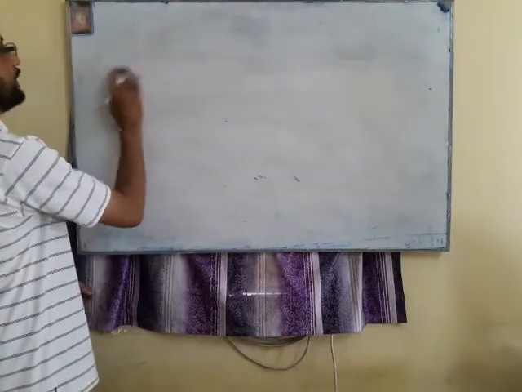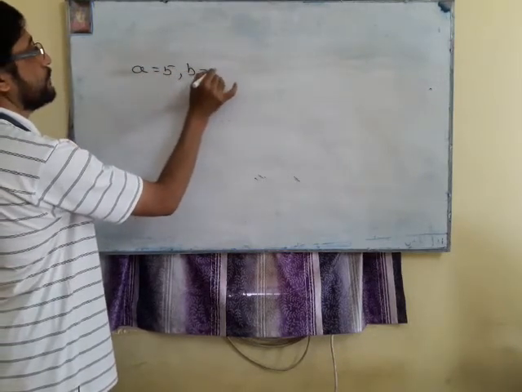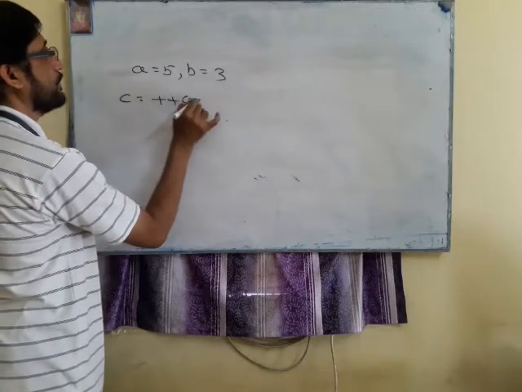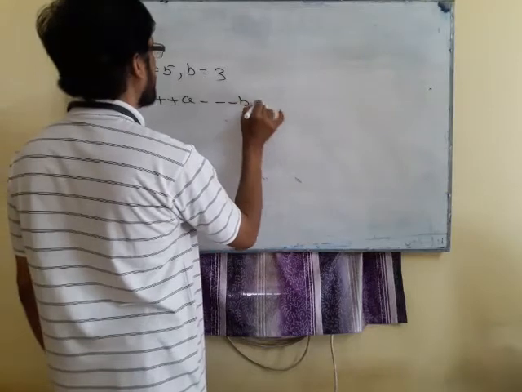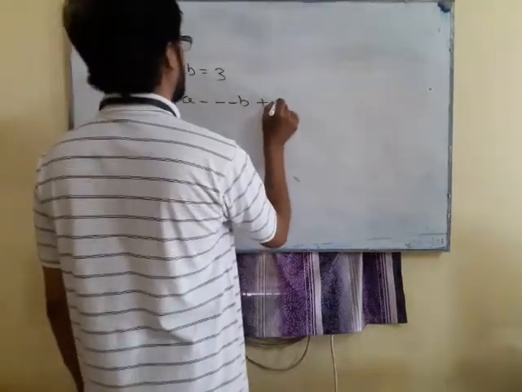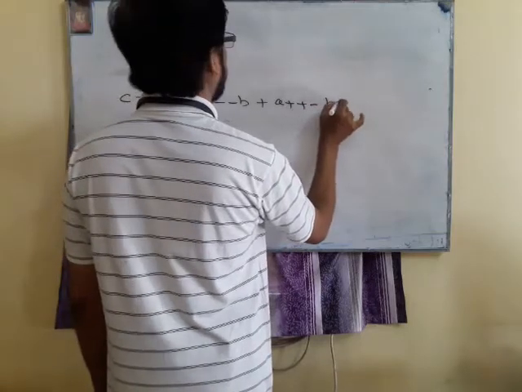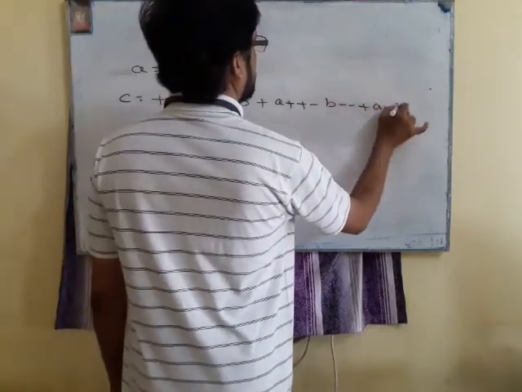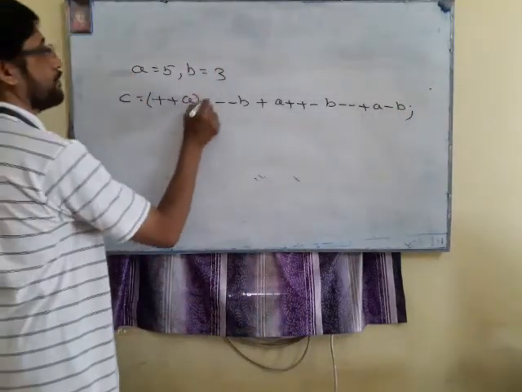so that you will be more clear about the pre-increment and post-increment. Suppose A is equal to 5, B is equal to 3, C is equal to ++A - --B + A++ - B-- + A - B, like this, one equation. If you want to put brackets, you can put.